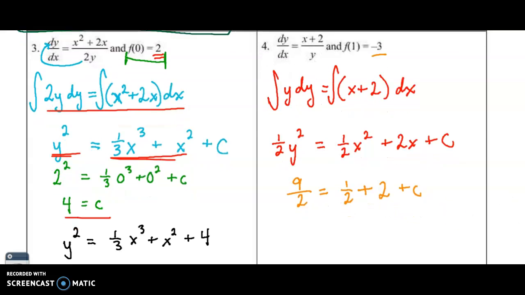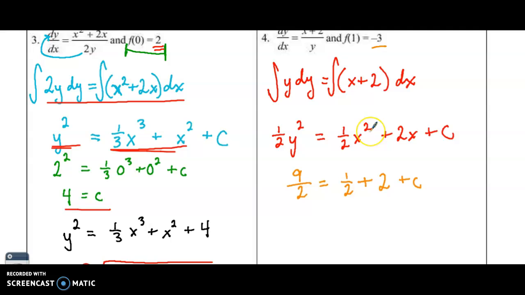And that's why I'm saying you don't have to solve for y right away, because what you can do is just figure out what this c value would be. Well, if I subtract 1/2, 9 halves minus 1/2 is 8 halves, which is 4, minus 2 will give me 2. 2 plus 2 plus 1/2 is 9 halves. So now I can replace that in for this c.